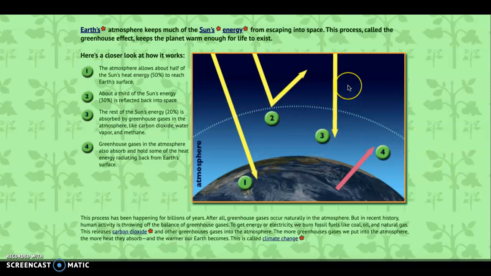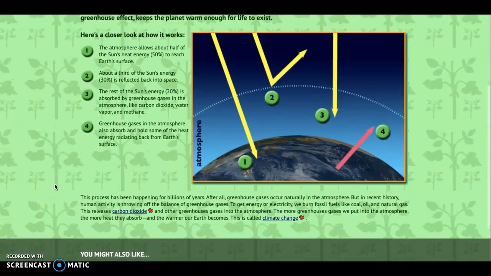Some of it does re-radiate back out into space, though, to make sure we don't get too warm. So the atmosphere allows half of the sun's energy to reach Earth's surface. About a third of the sun's energy is reflected directly off the atmosphere back into space and does not affect us. The rest of the sun's energy, about 20%, is absorbed by the greenhouse gases in the atmosphere. Greenhouse gases like carbon dioxide, water vapor, and methane are the most common.